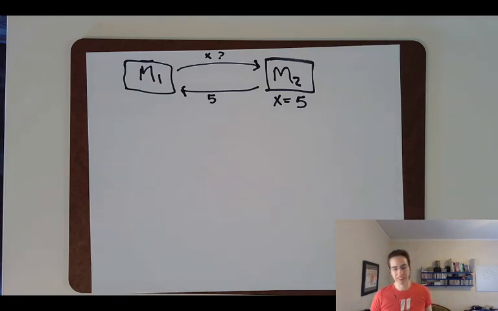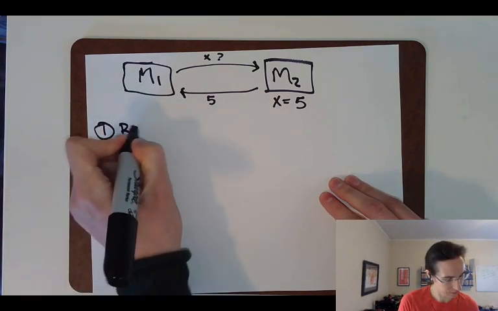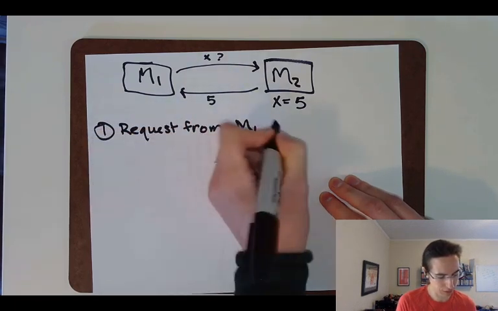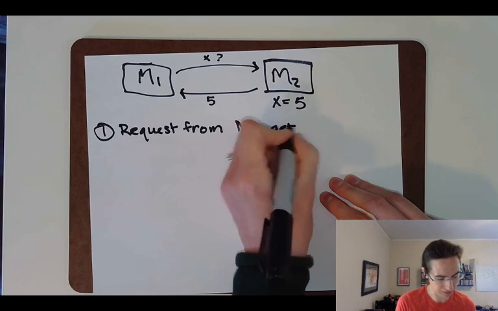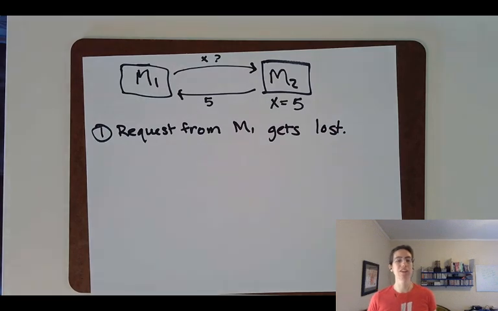Message never sent. All right. So yeah, it's possible that a message didn't get sent or just gets lost somehow, right? So let's say that the request from M1 gets lost. Why would it get lost? I don't know. Maybe a backhoe took out the network cable. But for one reason or another, the request from M1 could get lost, right?